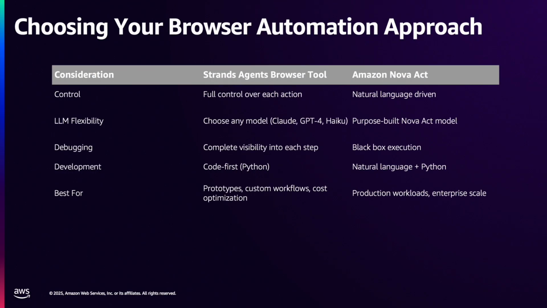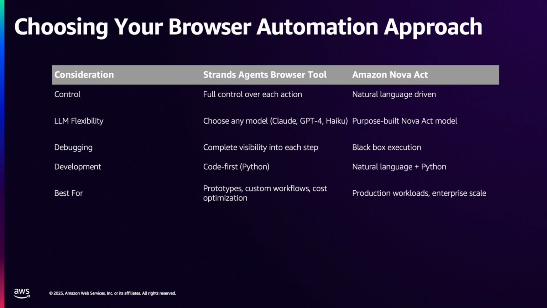So, how do you decide between these approaches? Let's discuss some key differences. With control, Strands gives you granular control over every action. Nova Act uses natural language, which is simpler but less precise at times. For LLM flexibility, this is huge. Strands lets you choose any model. You can choose Claude Haiku for simple tasks, and perhaps use Claude Sonnet for complex reasoning. Nova Act uses its own purpose-built model exclusively.